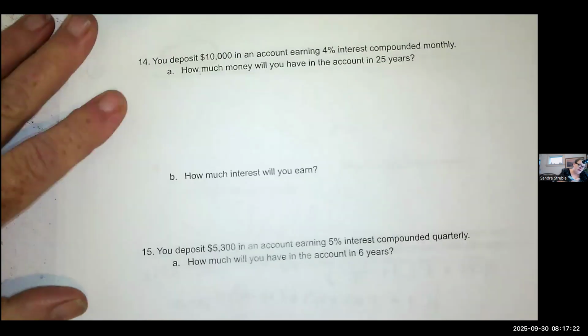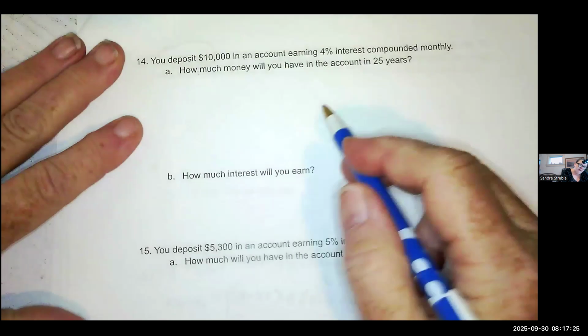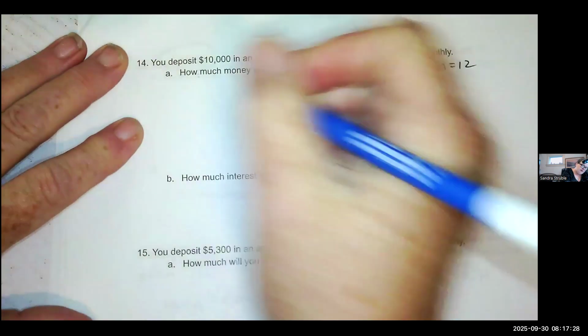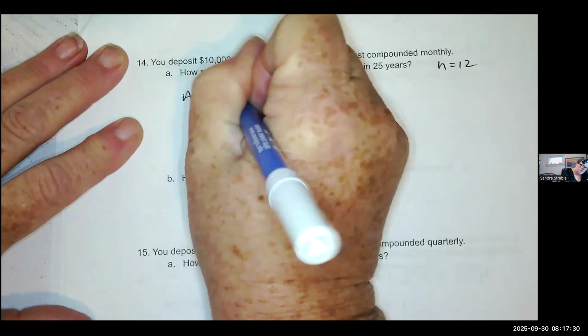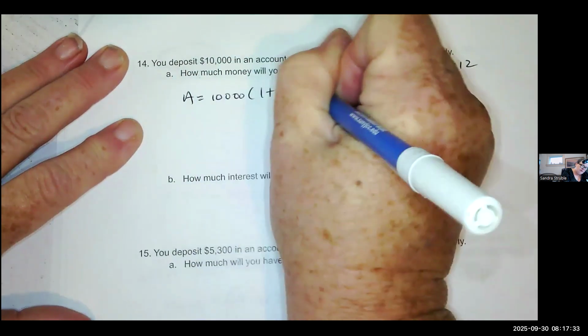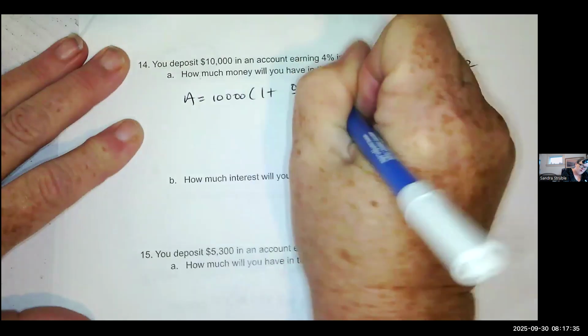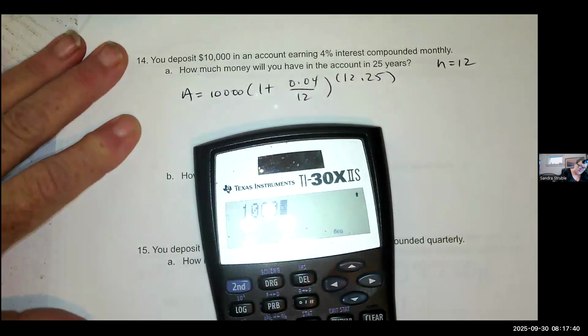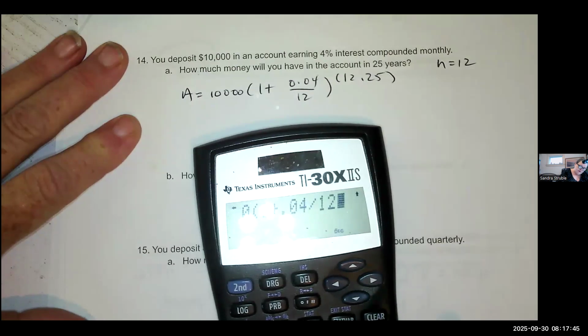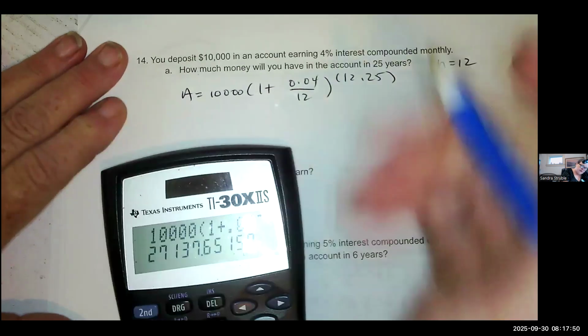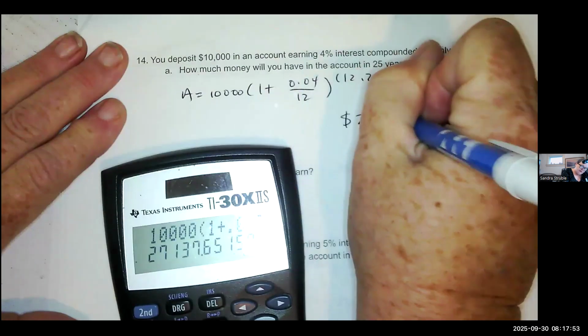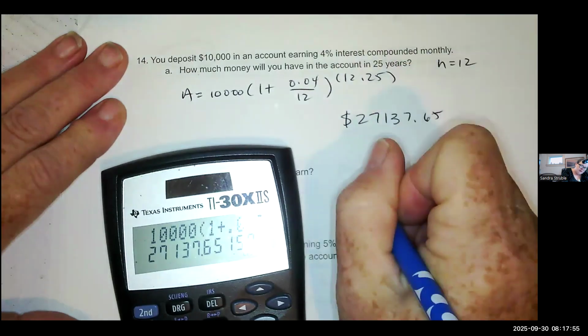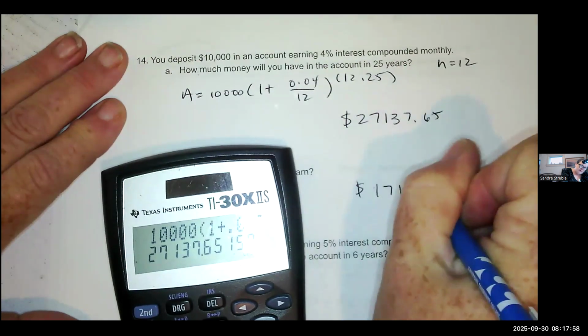Deposit 10,000 in an account earning 4% compounded monthly. Okay, again, same thing. N is 12. A is equal to 10,000 times (1 plus 0.04 over 12) raised to the 12 times 25. 1 plus 0.04 divided by 12, close, caret, open, 12 times 25, close, equals. Your answer is $27,137.65, which makes your interest $17,137.65.